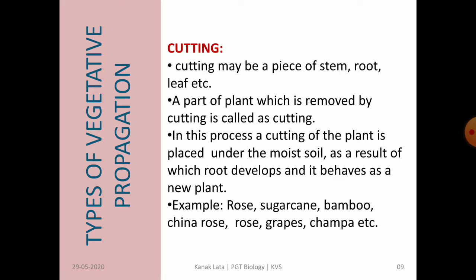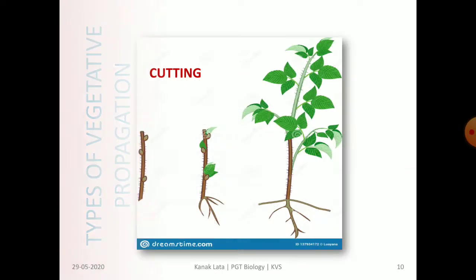Here in this case, a cutting of a plant is kept in moist soil. As a result, after a few days, roots develop and it behaves as a new plant. Examples of cutting are rose, sugarcane, bamboo, China rose, grapes, champa, etc. Here in the given figure, you can observe how new plants are obtained from cutting.